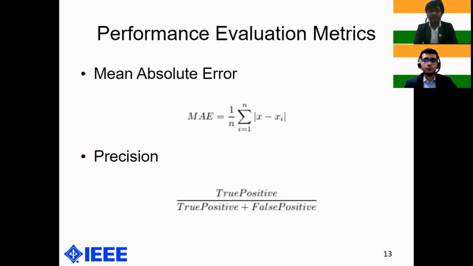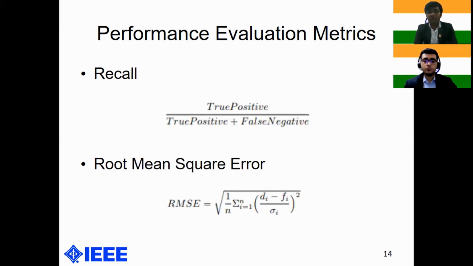To evaluate the results, various performance evaluation metrics are present. We mentioned a few of them. Firstly, there is mean absolute error, which takes the average of the difference between the actual value and the predicted value. Then there is precision, which is nothing but true positive divided by true positive plus false positive, an efficient method. Then there is recall, which is nothing but true positive divided by true positive plus false negative.